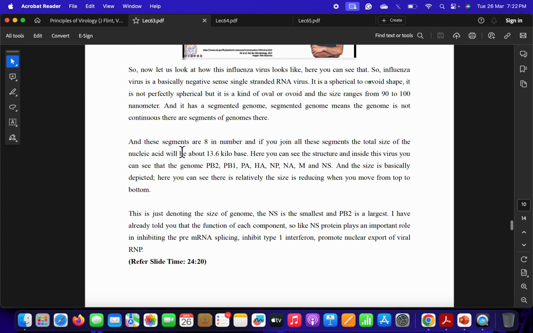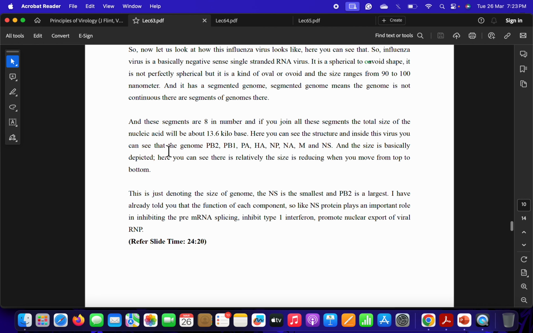So it has 8 segments in number, and if you join the segments, the total size of the nucleic acid will be around 13.6 kilobases. You can see the structure, and inside this virus you can see the genome: PB2, PB1, PA, HA, NP, NA, M and NS.